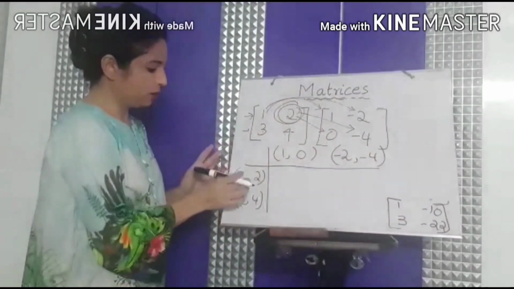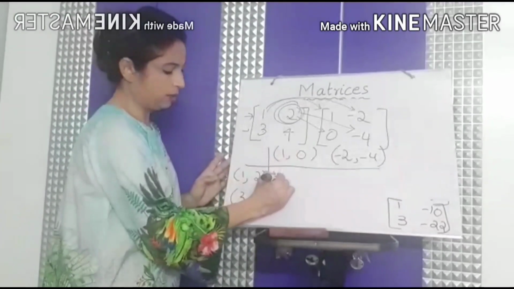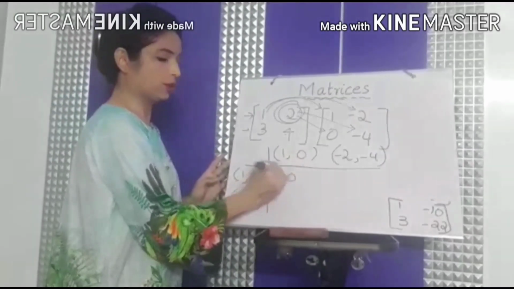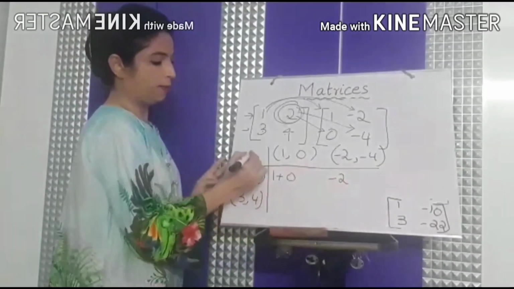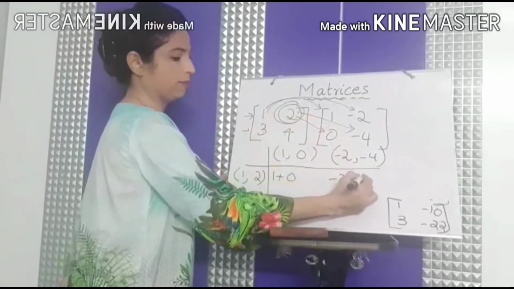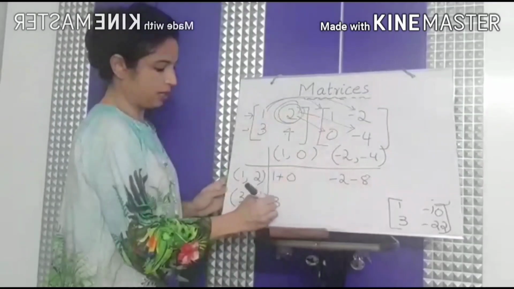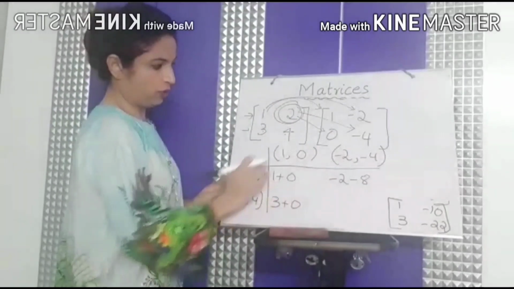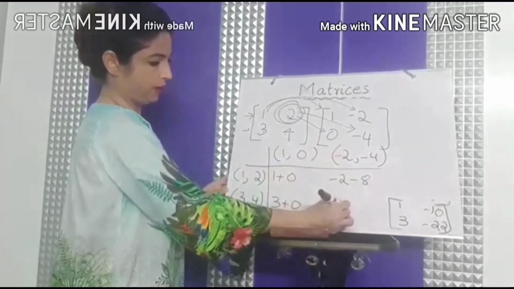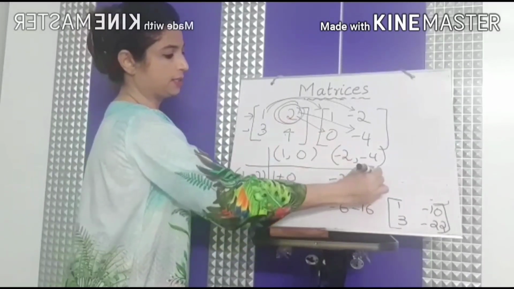Now it is easier. Multiply this by this. 1 times 1, 1. 2 times 0, 0. 1 times minus 2, minus 2. Plus 2 times minus 4, minus 8. Right? 3 times 1, 3. Plus 4 times 0, 0. 3 times minus 2, minus 6. Plus 4 times minus 4, minus 16.